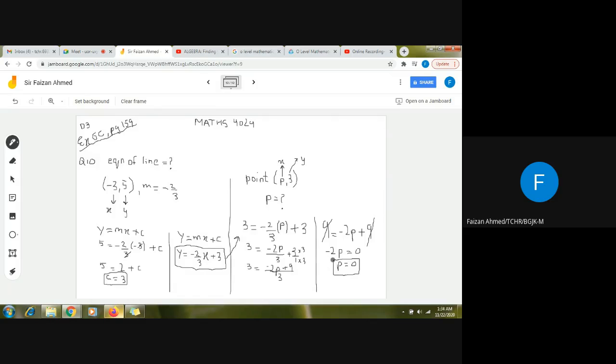So if the line is passing through this point, this point will satisfy the line. And when I say this point will satisfy the line, I have to put the value of x and y in the equation. Since the value of x over here is p, I can put this value of x and y in this equation to get the value of p, which comes out to be 0.